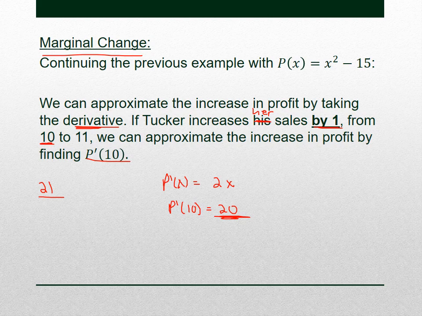That's what we'll be doing. So we'll have problems that say, use the derivative to approximate the increase in the profit, things like that. And what we'll do with that is you take the derivative and plug in your original amount. In this case, it was 10. And that'll give you the approximate change. If it's a positive number here, like we got positive 20, that'll be an increase. And if you get a negative number, that'll be a decrease. But that gives you the approximate change of the function. We call that the marginal change.